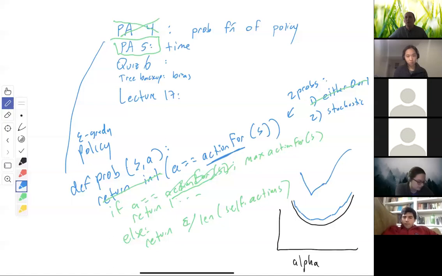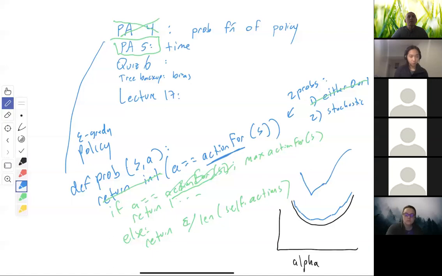Any questions on that? Let me also bring up my chat so I can see if there are any chat questions. I actually had a quick question about the probability function. Why is it one for the max action? Shouldn't it be one minus epsilon? It's one plus... Okay, okay. Cool, I just wanted to double check.